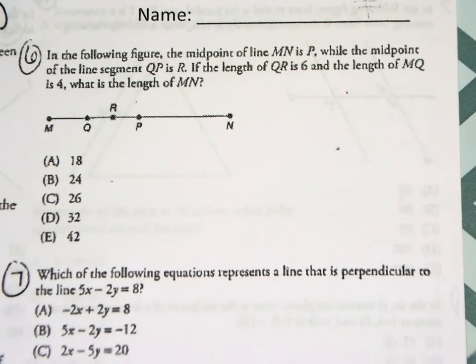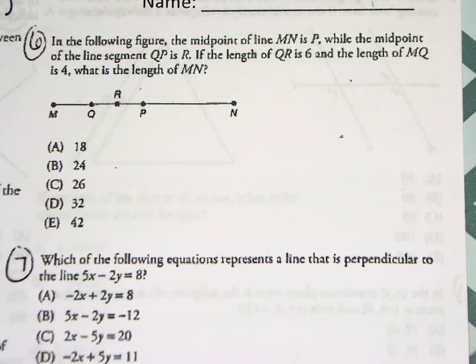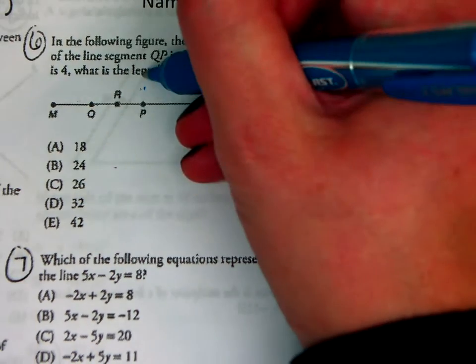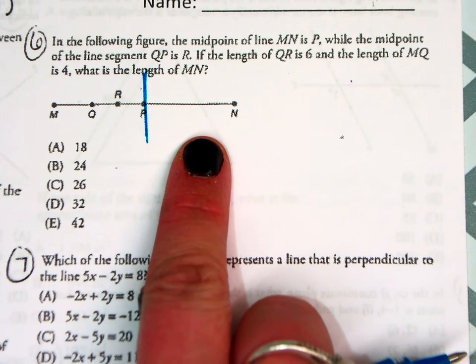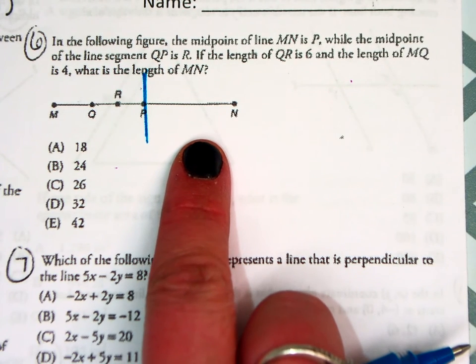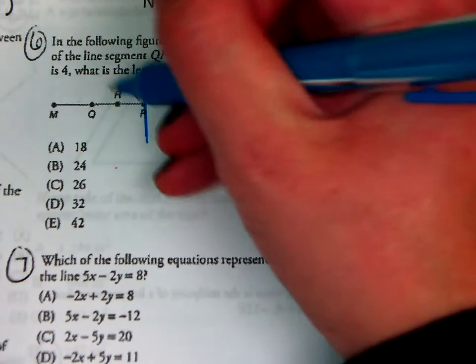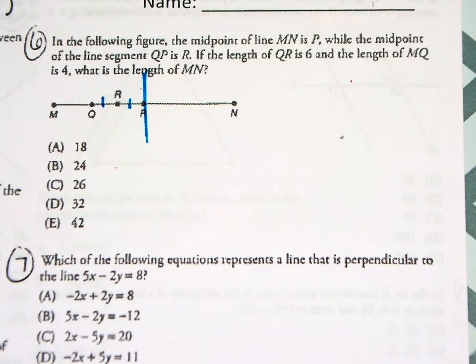Number 6. In the following figure, the midpoint of line MN is P. So let's stop here. We know that P evenly divides this segment and this segment. Okay, that's important. And then it says that in QP, R is the midpoint. So that means that this measurement and this measurement are the same. One thing about these midpoint problems, the ACT loves to stack them on top of each other and put multiple midpoints on top of one another.